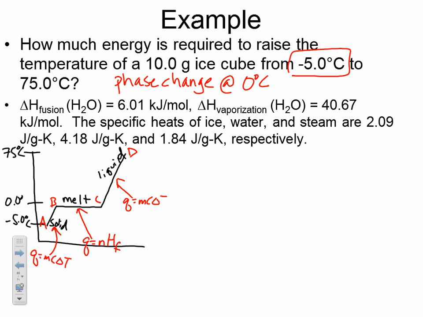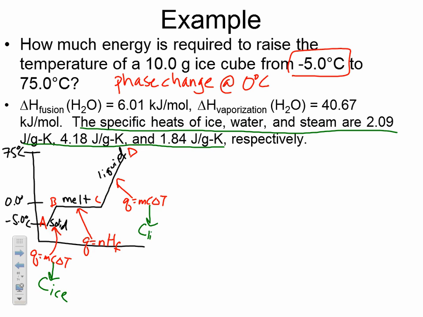And then during CD, because again I'm increasing the temperature of the liquid, I'm going to once again do Q equals mc delta T. But you have to be very careful here, because our constants are different, meaning the specific heat of liquid water is not the same as the specific heat of solid water. So the C that I'm using here is the specific heat of ice, versus the C that I'm using here, which is the specific heat of liquid water. And I can't use the same C.